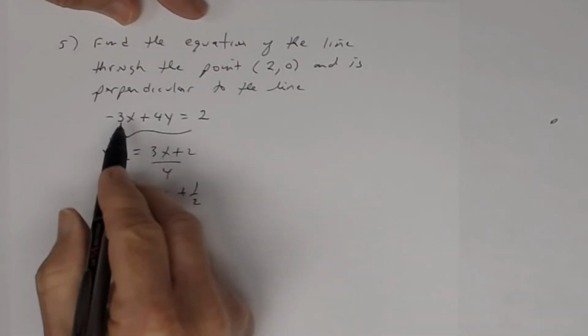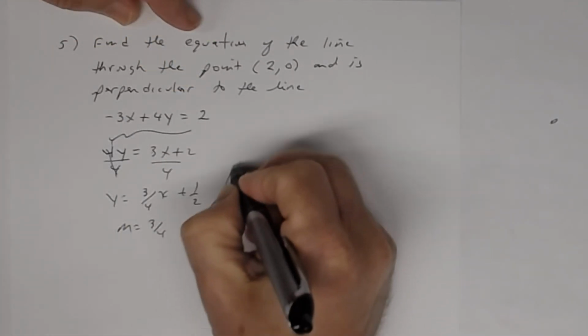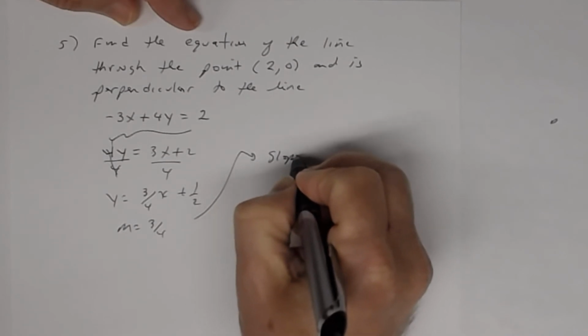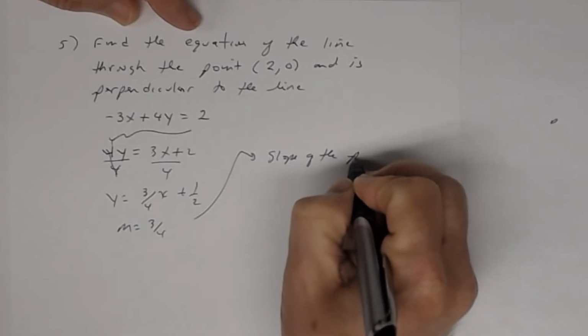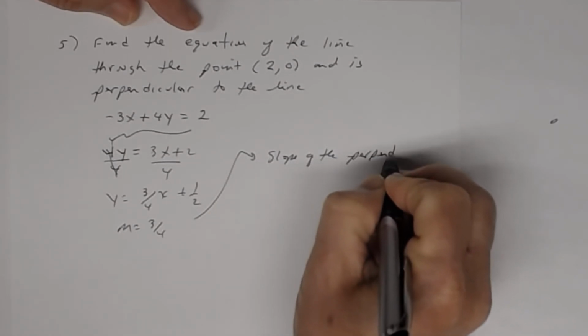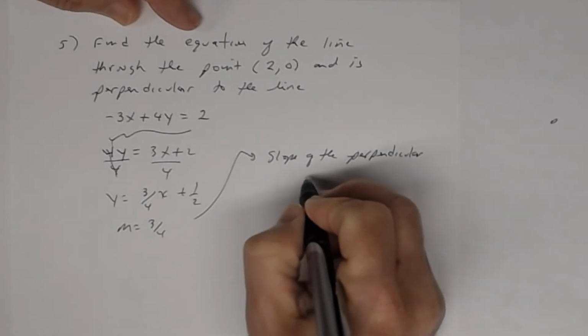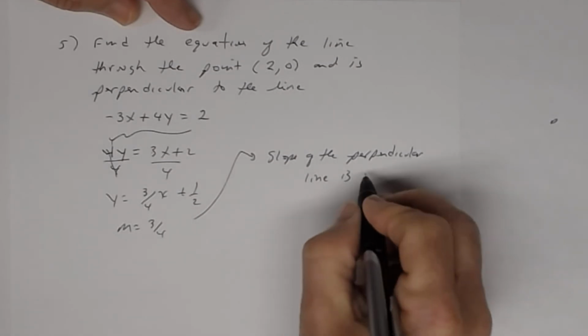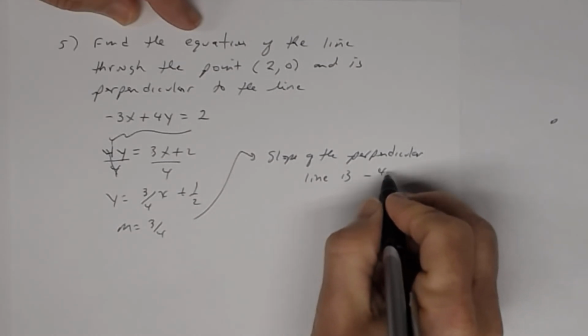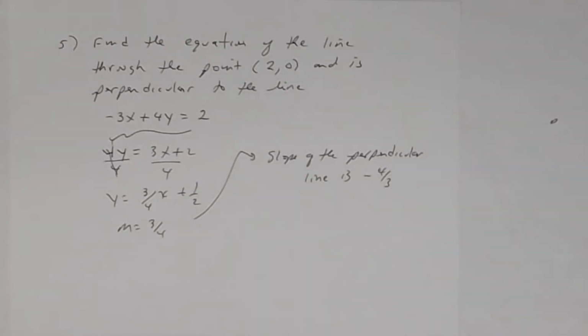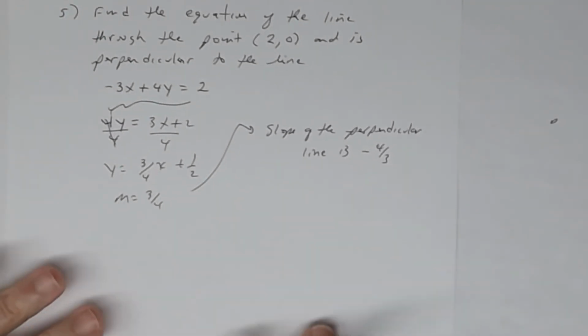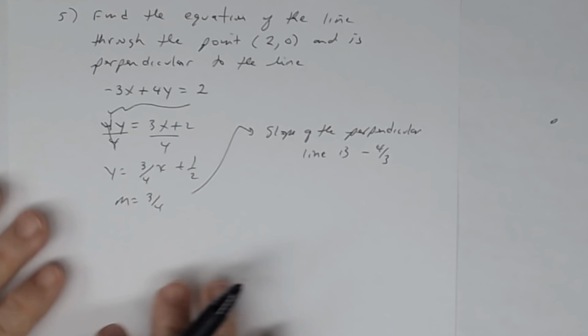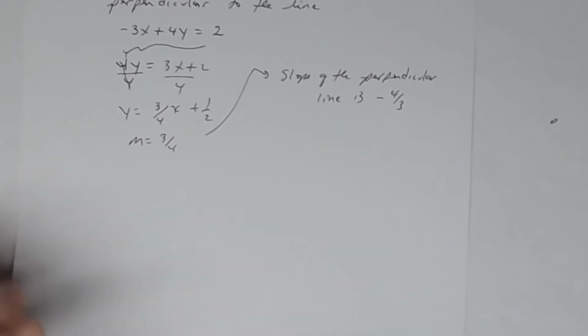So the slope of the perpendicular line is the opposite reciprocal. So it'll be a negative 4/3. So the slope of the perpendicular line is negative 4/3. Now there's where we're going to use the two approaches. Remember, you can use either one. It does not matter. I'm going to do both just to show you.